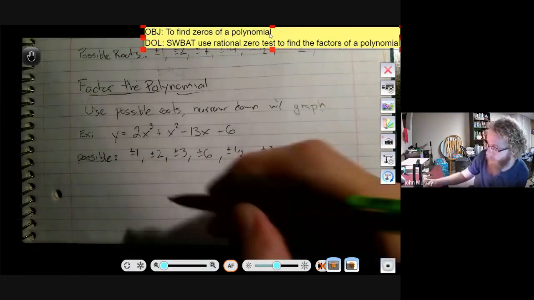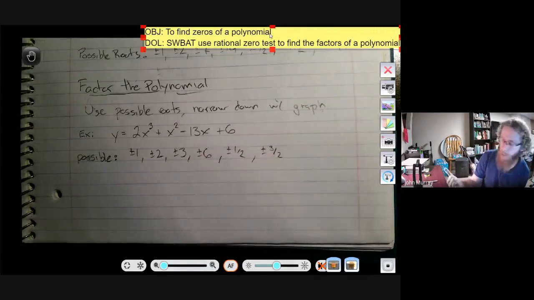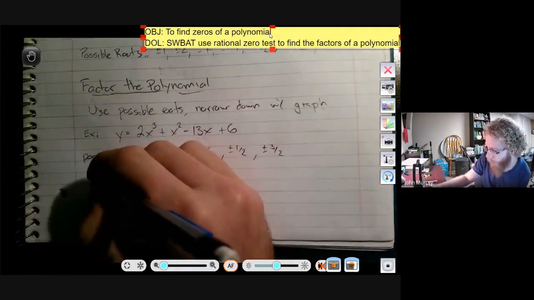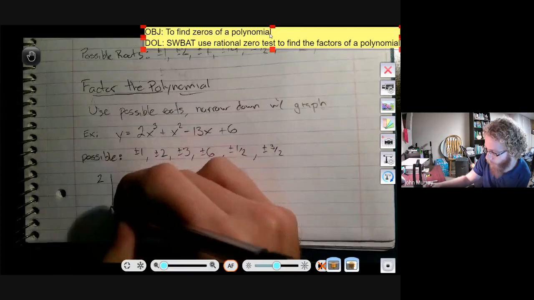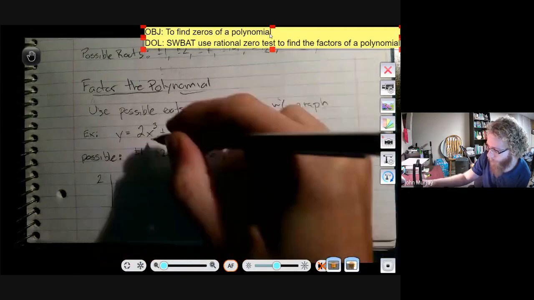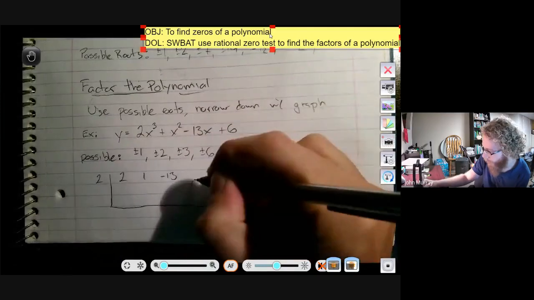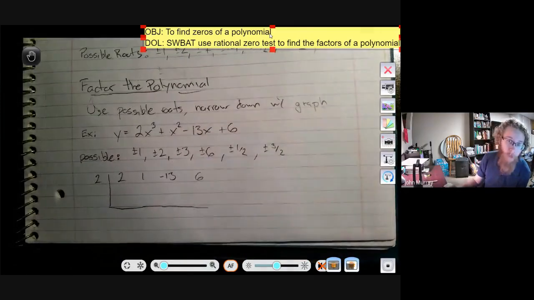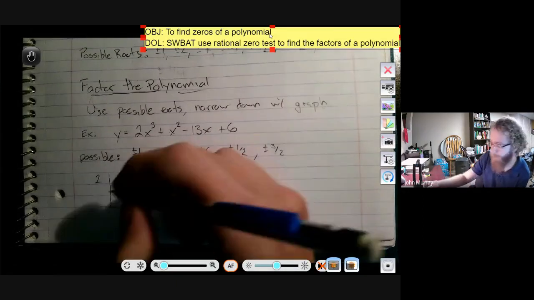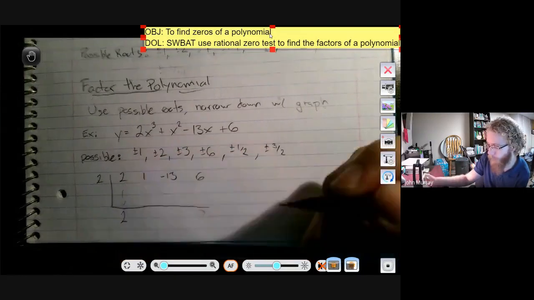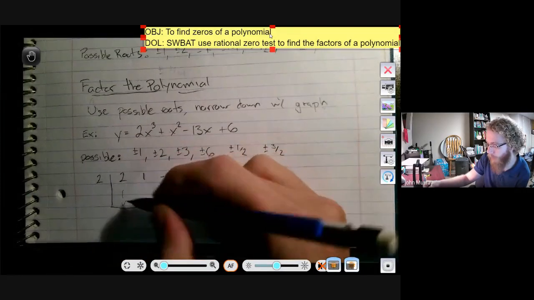The easiest one I saw there was probably the 2. So you see that the 2's out there. The 2 is one of your possible roots. So you're going to do some synthetic division with 2: 2, 1, -13, 6. And just remember, we're looking for a 0 as a remainder. And if it's a 0, then we pick the right number. So we do our synthetic division. We bring down the 2.